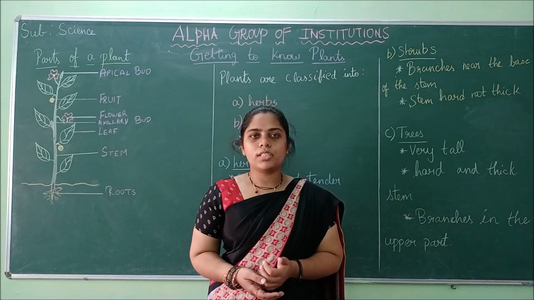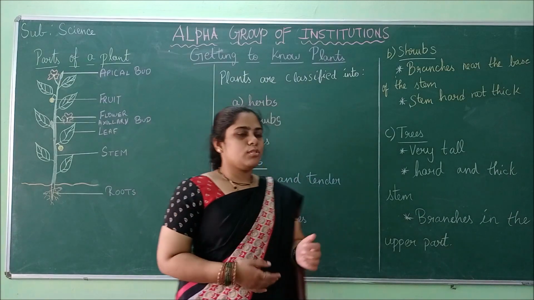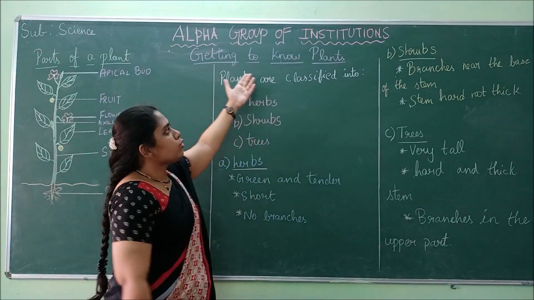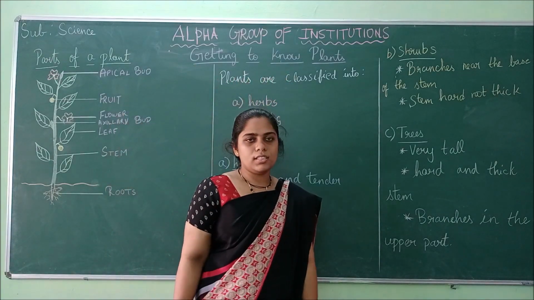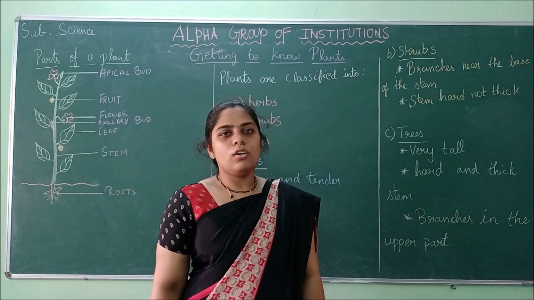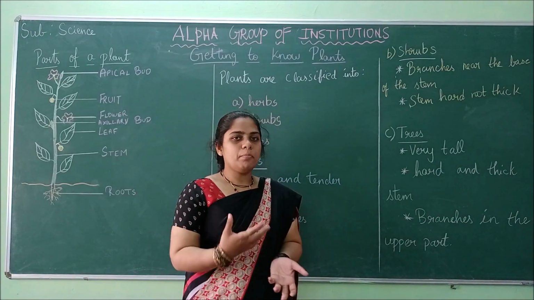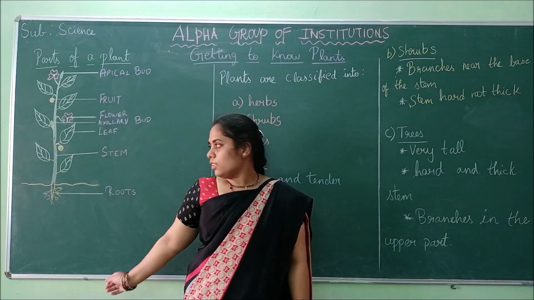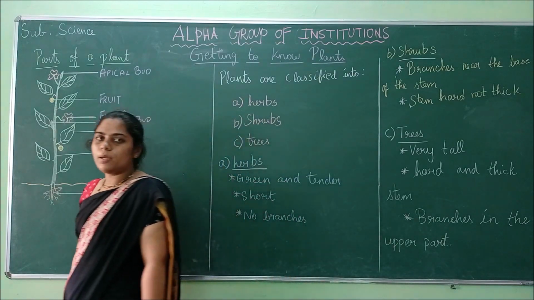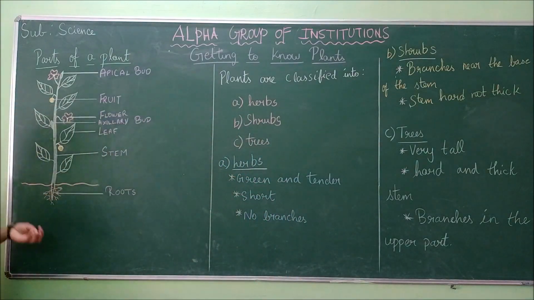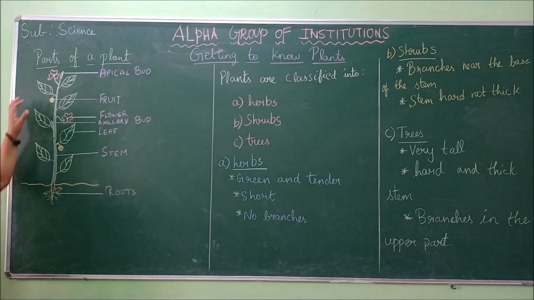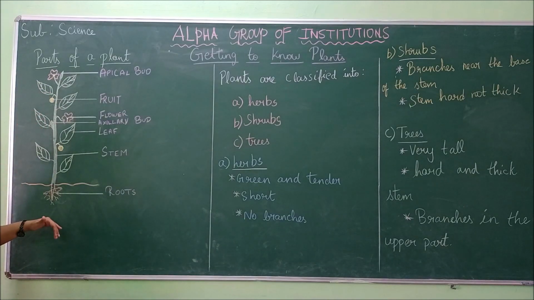Now I am going to start the lesson. Today our topic is getting to know the plants. First of all, before that, we will see the parts of the plant. What are the parts involved in the plant? This is the diagram of a plant, you can see. Here you can see how to draw a plant.